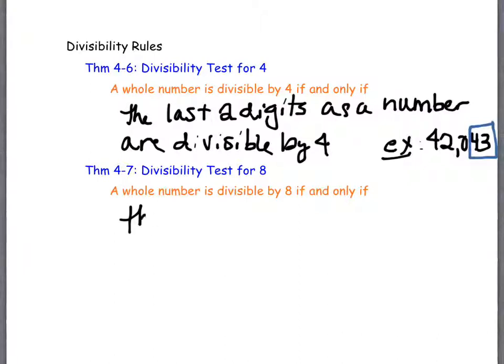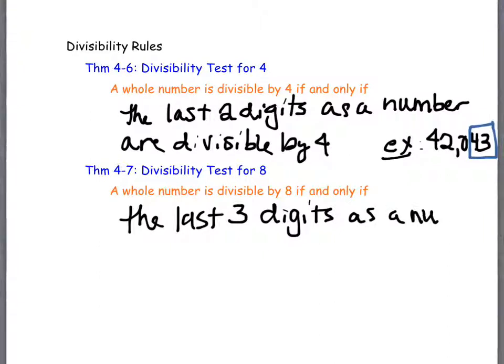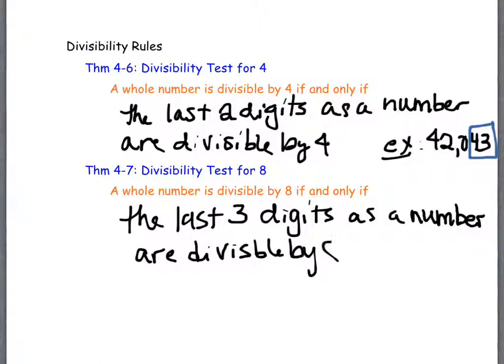So on this one, we look at the last 3 digits as a number to see if they are divisible by 8. And again, I'll write down an example just for fun here.